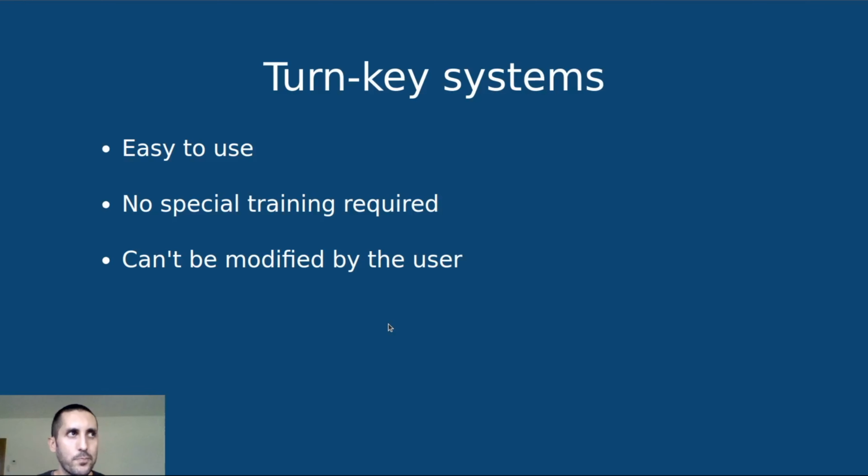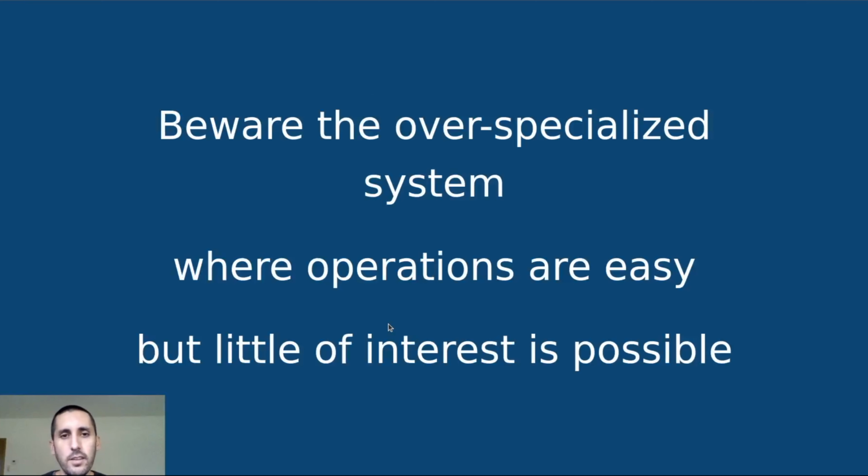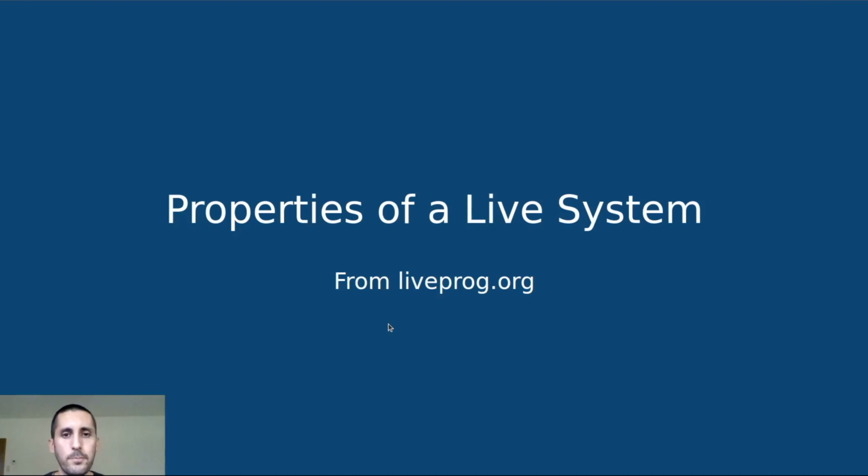But if the UI doesn't solve your problem, you cannot change it, because the way we build UIs right now means that if you wanted to change it, you had to know JavaScript and the framework we are using, and you would have to go to GitHub, clone it, set up the local environment, get it up and running, make the changes. But now you are not using the UI from Tremor, you are using a fork. So now you have to maintain your fork and keep it up to date or try to merge it back. So I think it's not good enough. On this side, beware the over-specialized system where operations are easy but little of interest is possible.